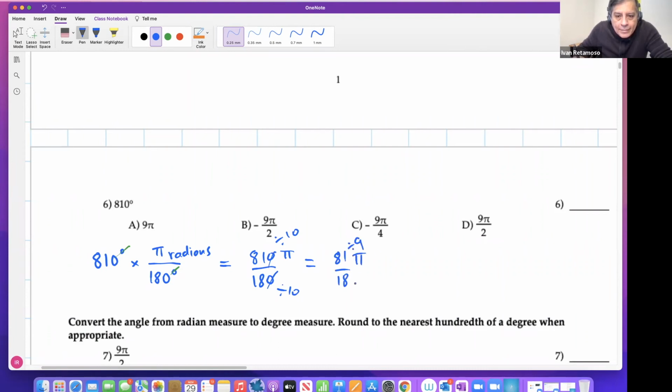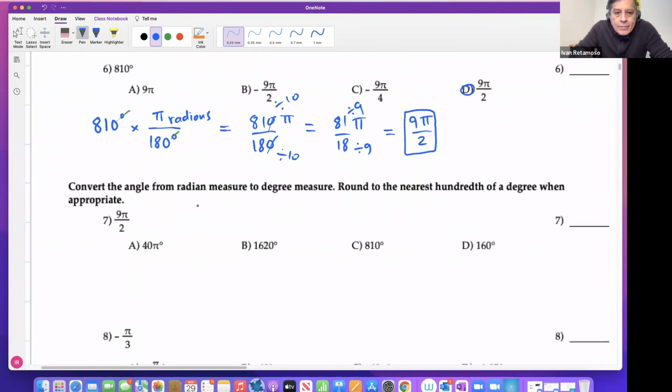Divided by 9, you may do this simplification gradually, right? 9 pi over 2, okay? And after that, I can no longer simplify, so this should be it, right? 9 pi over 2. Yeah. Number 6. Very good, guys. Moving on. 7.